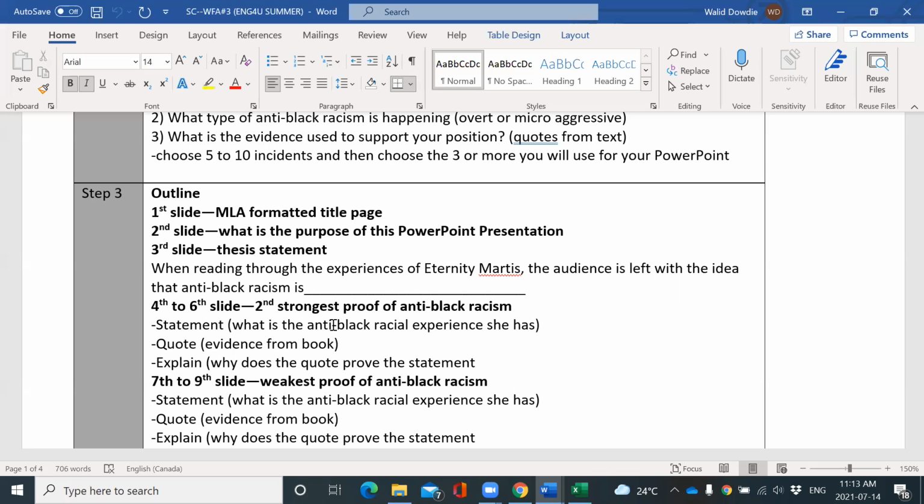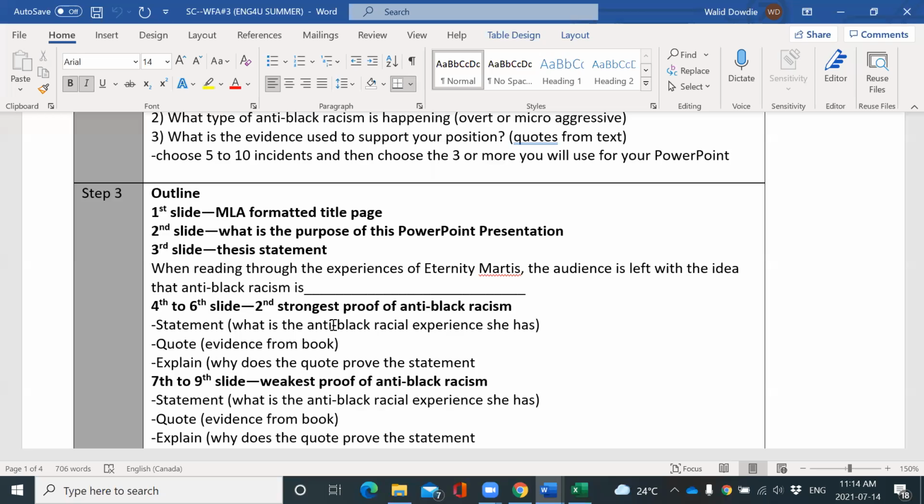specifically addressing the statement. And the statement is meant to prove your point, right? And your reasons are supporting the positions taken by the PowerPoint presentation in its description of anti-Black racism within Canada.